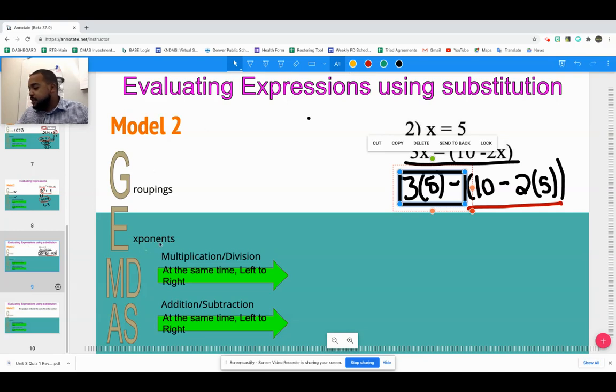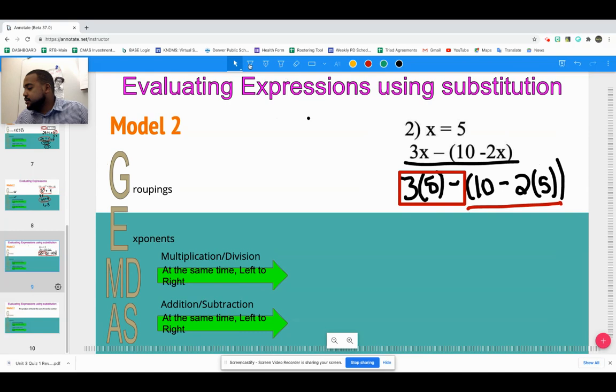Is there any exponents in this grouping? No, there's not. Is there any multiplication or division? Yes, there is. There's multiplication. So I want to multiply 2 times 5. Well, what is 2 times 5? That's 10. Go ahead and rewrite everything I did not circle. So I still have my parentheses because I still have math to do in there. And write everything else.